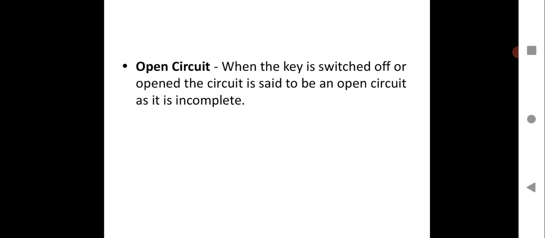What exactly happens when the circuit is open? So when the key is switched off or open, the circuit is said to be an open circuit and it is incomplete. That means the key is open, the circuit is incomplete. That means there is no current flowing in that circuit. That means the bulb will not glow because the bulb will not get the electric current. That is called an open circuit.